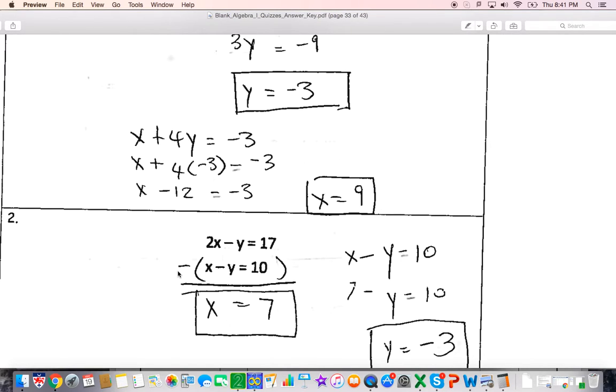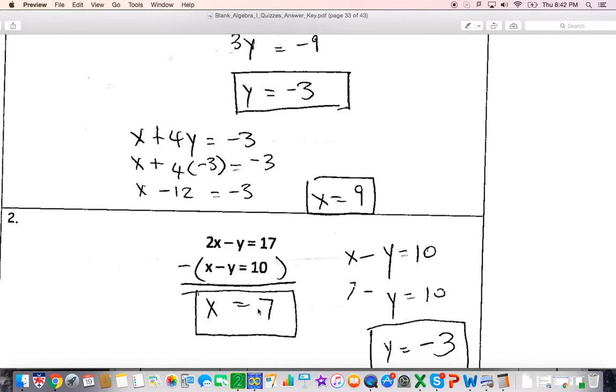So I'm going to go ahead and subtract the second equation from the first. And again, you could have subtracted the top equation from the bottom. It doesn't matter. So I have here 2x minus x gives us 1x. Negative y minus negative y, the y's are eliminated, which was the whole point. And 17 minus 10 gives us 7. So we get right away that our x value is equal to 7.